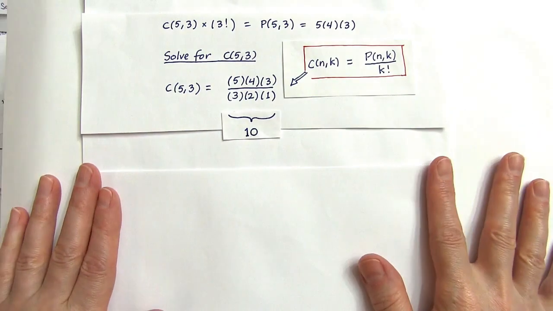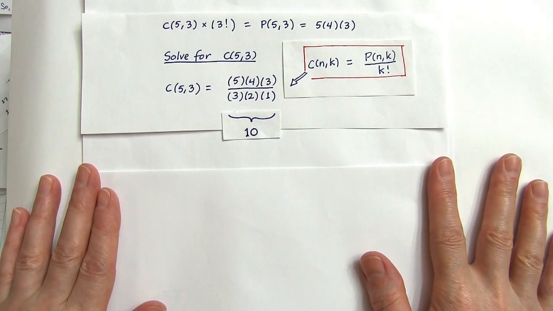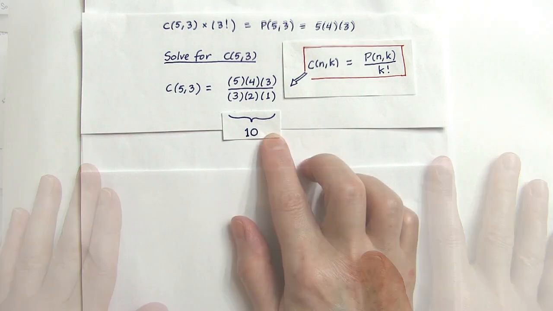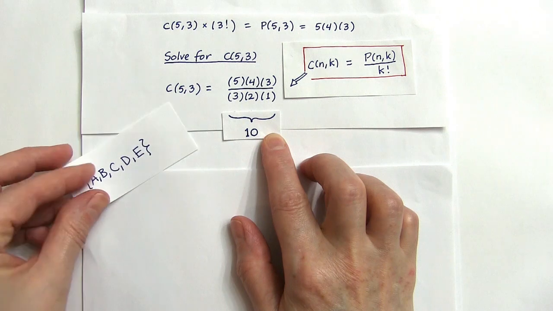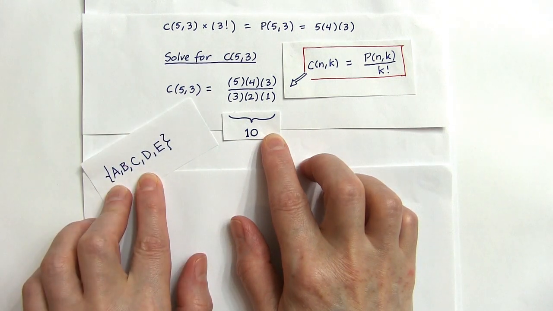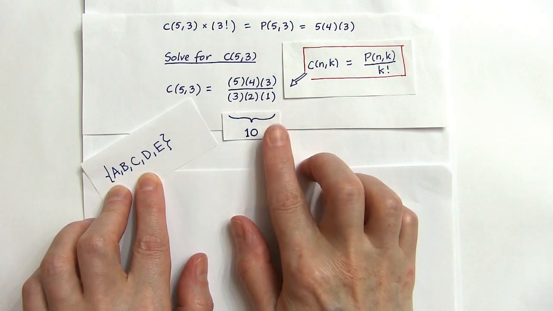So as far as answering the smaller problem is concerned, we're done. The number of ways to form subsets with 3 elements of the set with 5 distinct elements in it is 10.